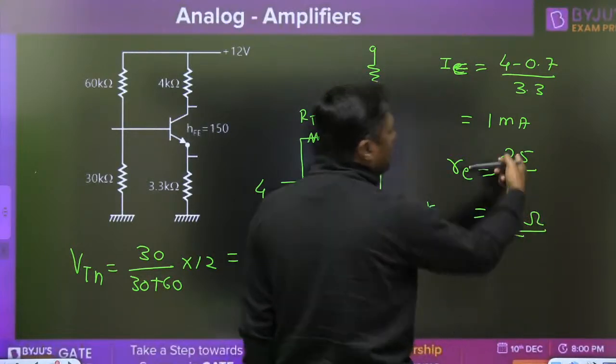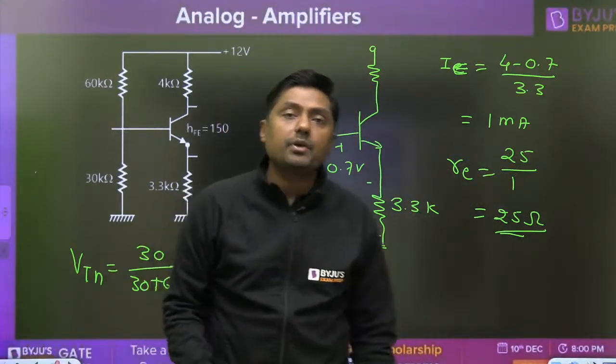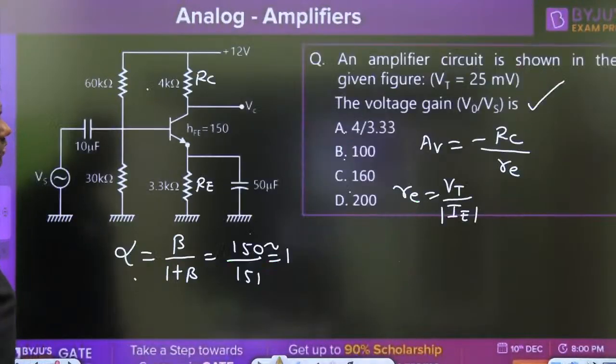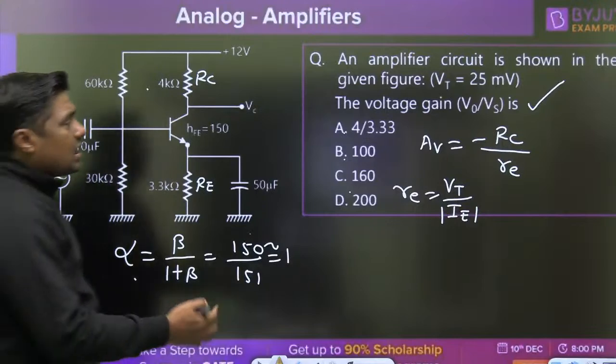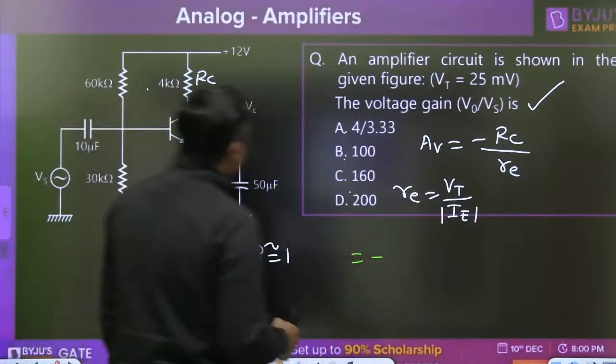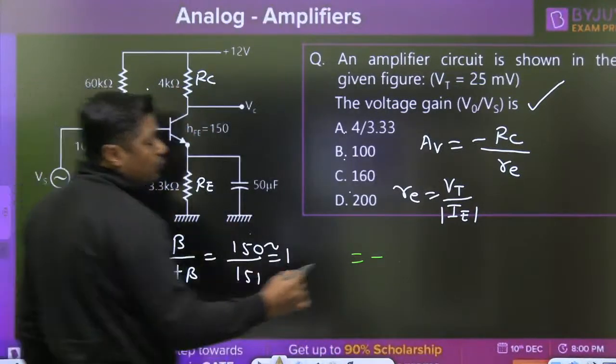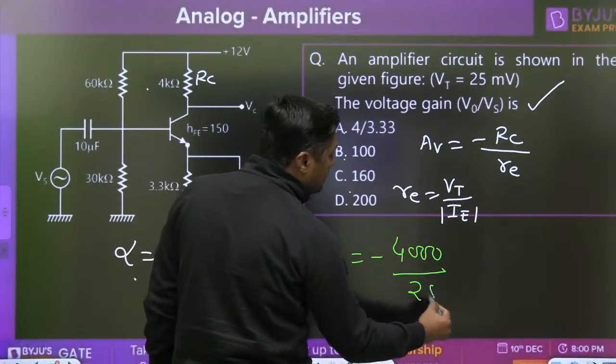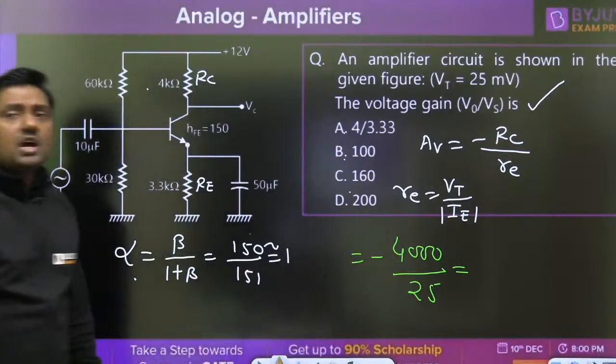Similar to the previous question, 25 millivolt VT and 1 milliampere is the current. Now, once you get the small re of 25 ohm, what is the answer for this question? RC is 4 kilo ohm, so in ohm it is 4000. The value of small re is 25. Tell me which answer is correct.